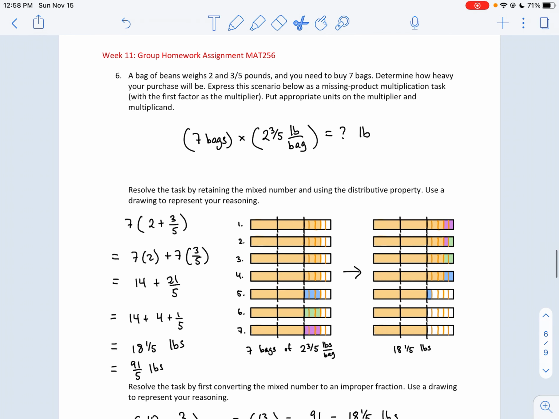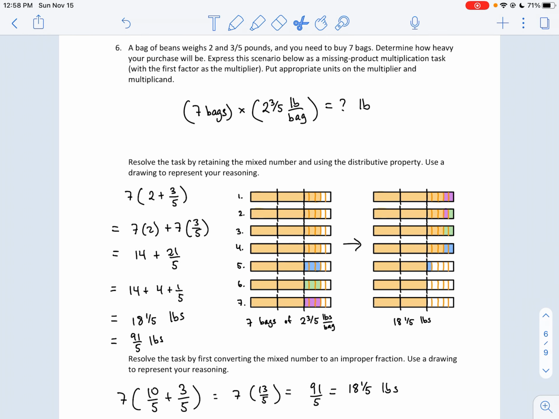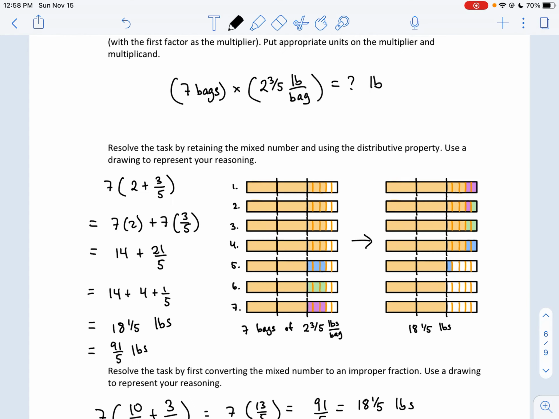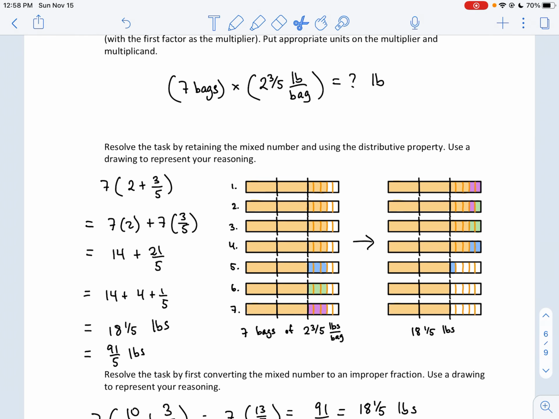Number 6, we had 7 bags and 2 3/5 pounds per bag. We first did the distributive property and got an answer of 18 1/5 pounds. Everyone got the right answer, but it was the imagery that I was not satisfied by, largely. So here I've drawn one copy of 2 3/5, and then I drew 7 copies of it. And then I put them all back together in such a way that it's clear to see that we have 14 pounds sitting right there.